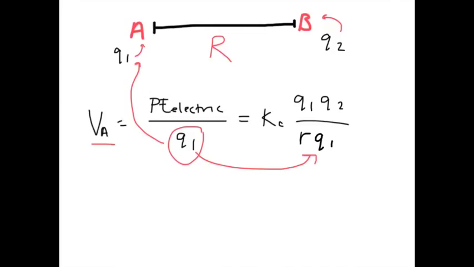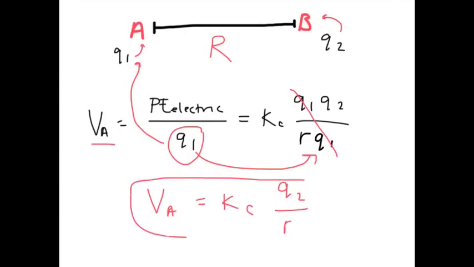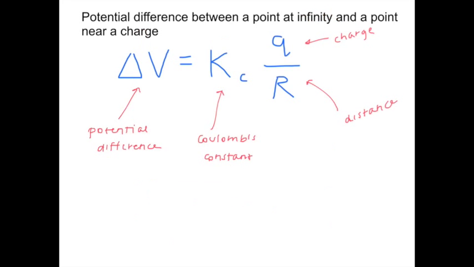As you can see, the Q1s would cancel, and we get that the potential at A is equal to Coulomb's constant times Q2 divided by R. Or in other words, Coulomb's constant times the strength of the force responsible for the charge, which is the charge at B, divided by R, which is the radius between the 2 points. So the equations that we derived from points A and B allow us to determine the potential difference between a point at infinity and a point near a charge.